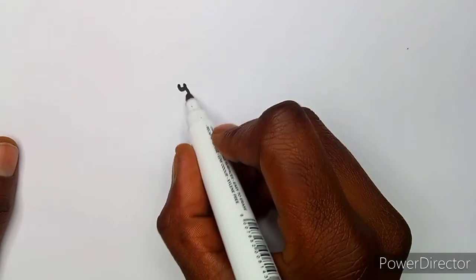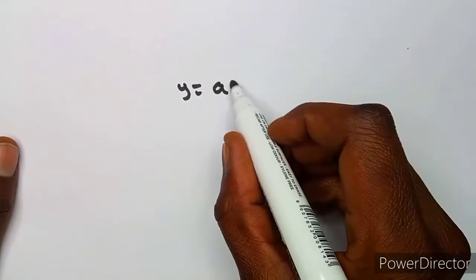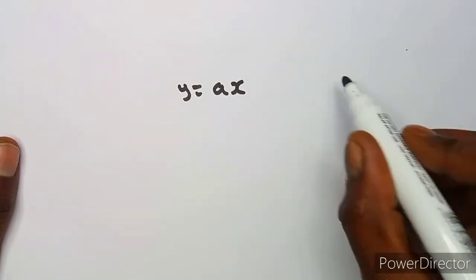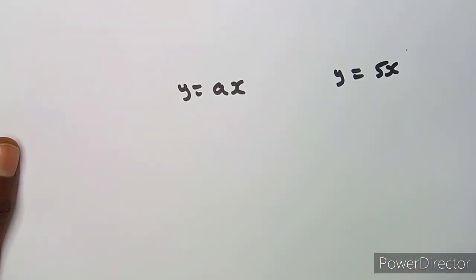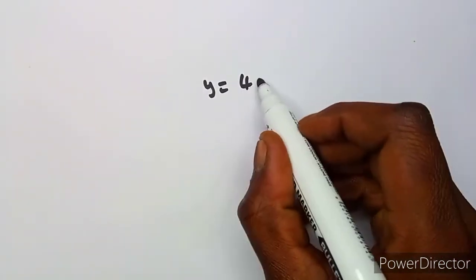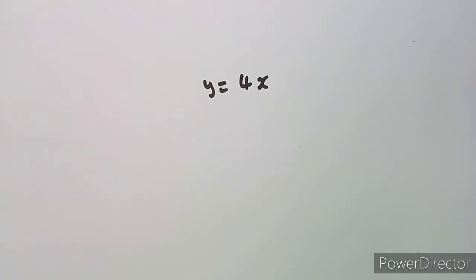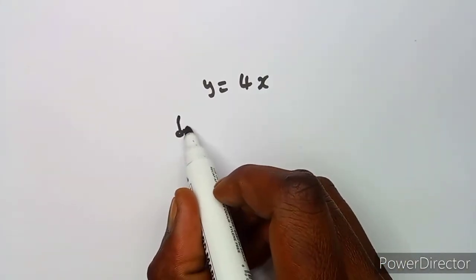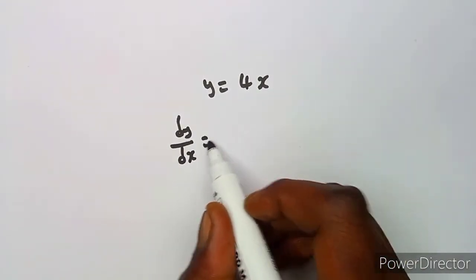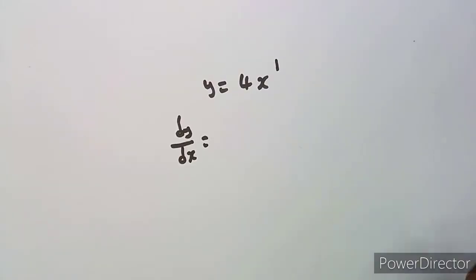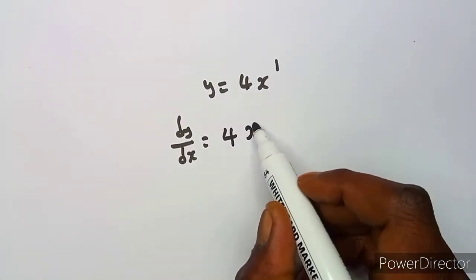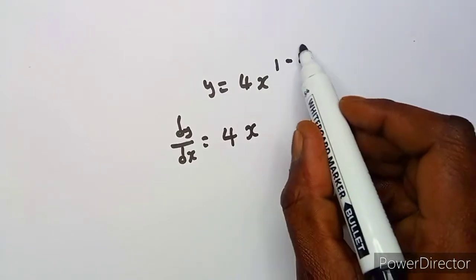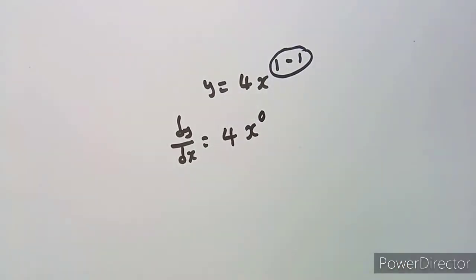Now I want to explain. Maybe you are given the typical expression of y is equal to ax, taking an example of y is equal to 5x, like that. I want to explain with an example so that we can simply see what's happening here. We are given maybe y is equal to 4x. Using our formula, dy/dx, we say this x is to the exponent of 1. So if you multiply 1 times 4, this is going to be 4x to the exponent of 1 minus 1, which is going to give us a 0 here.